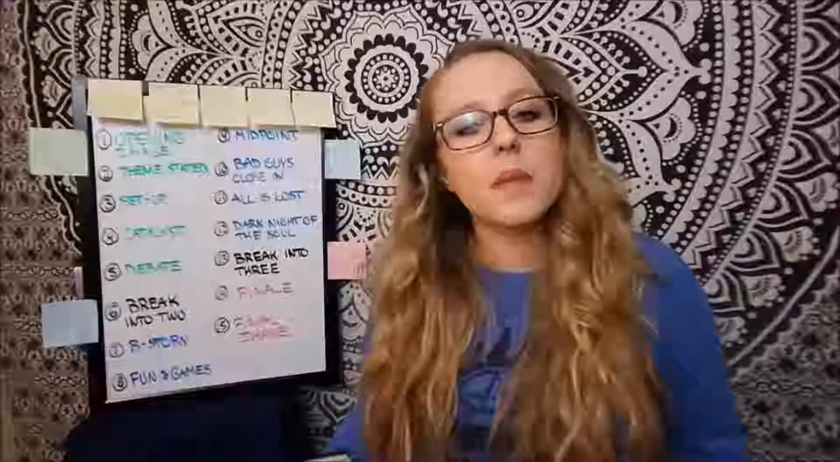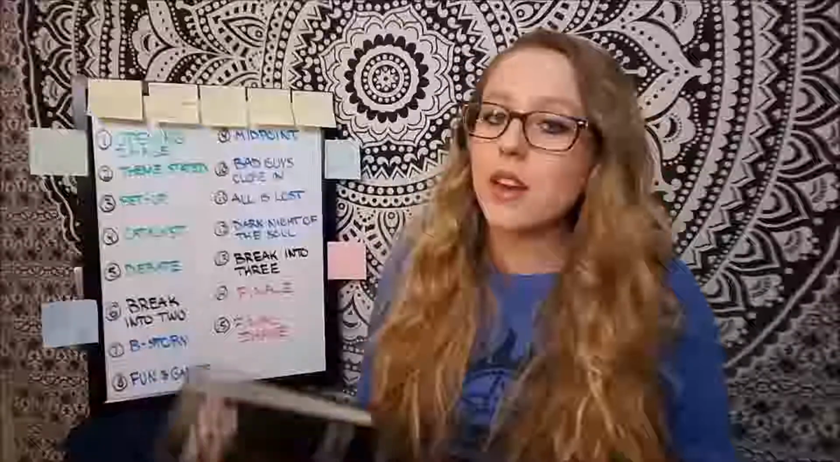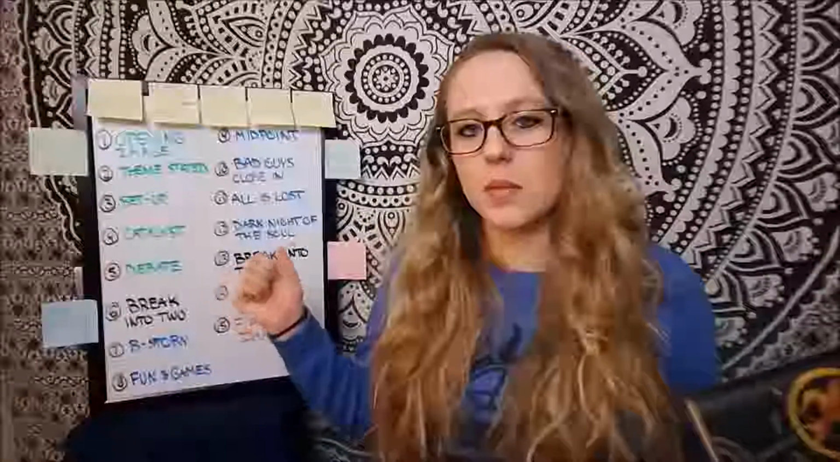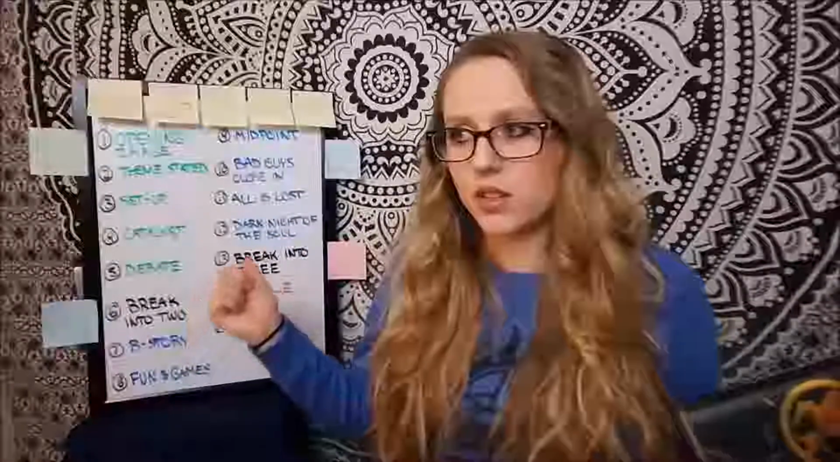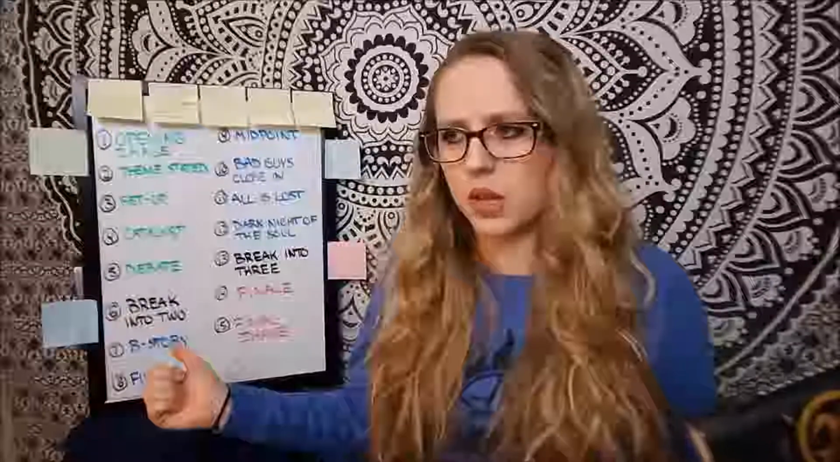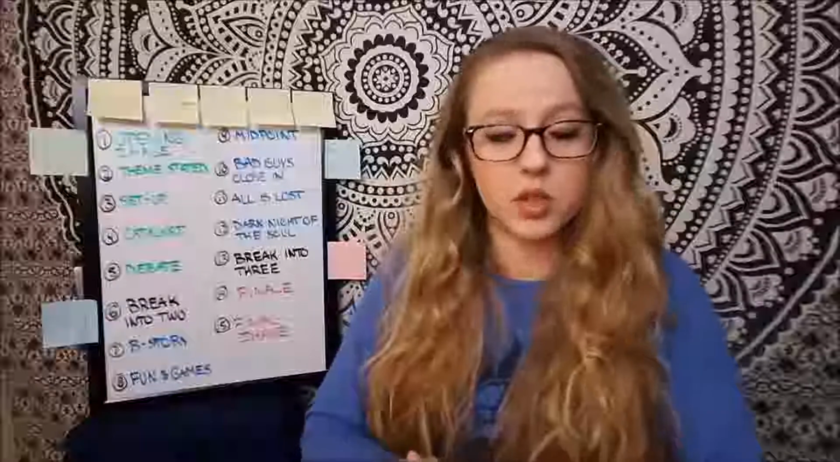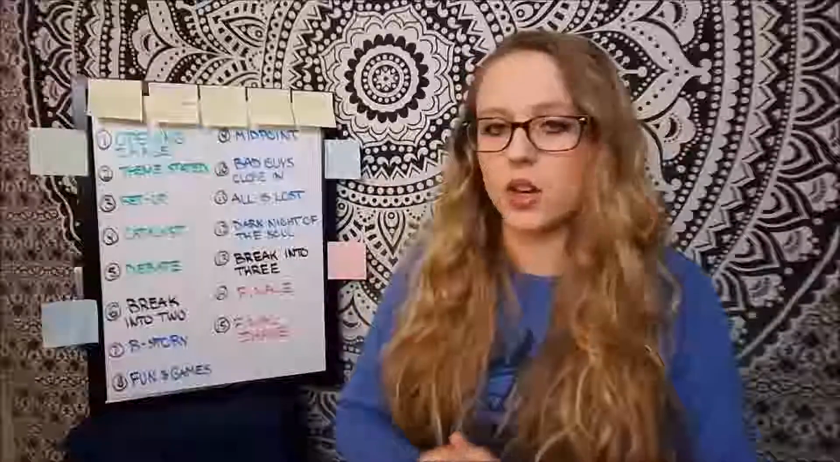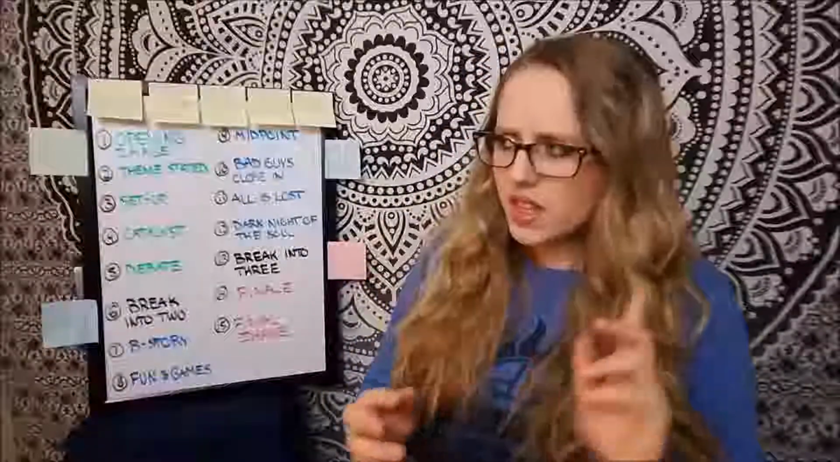So today we are going to be reverse engineering the outline for The Hunger Games by Suzanne Collins using Blake Snyder's 15-beat plot sheet. That was not the way I planned to say that. We're using the Save the Cat method is what I'm trying to say, by Blake Snyder.